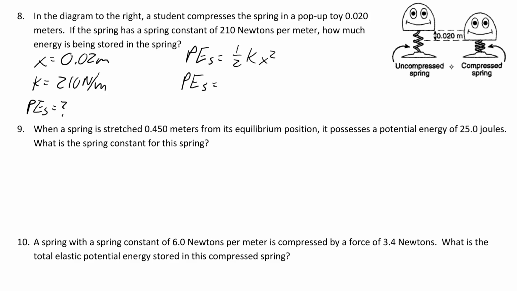Let's see. 1/2, 210, 0.2. Oh, don't forget the 0.02. If you're trying to figure out what you did wrong, don't forget the square in your calculator. You should get a potential energy of 0.042 joules.